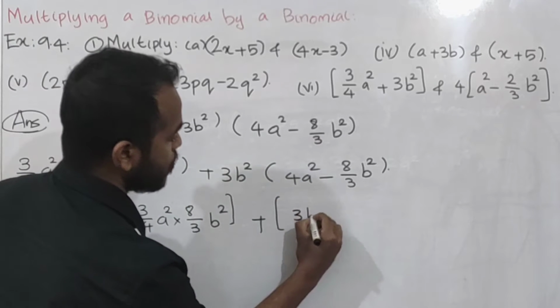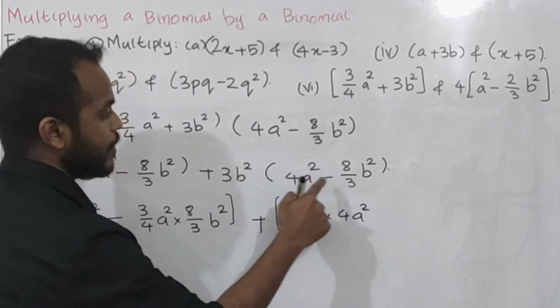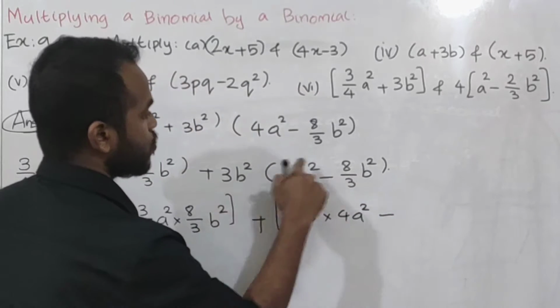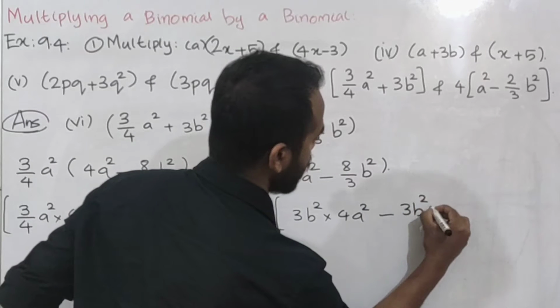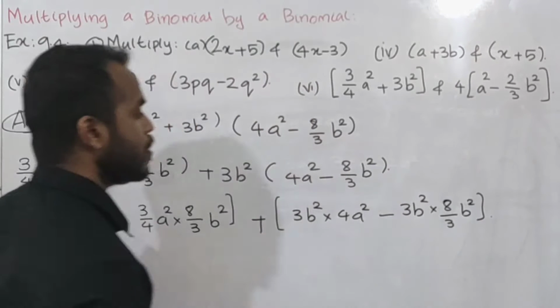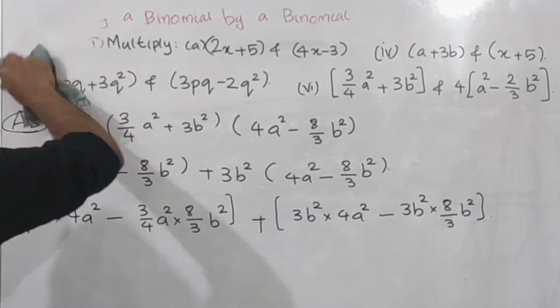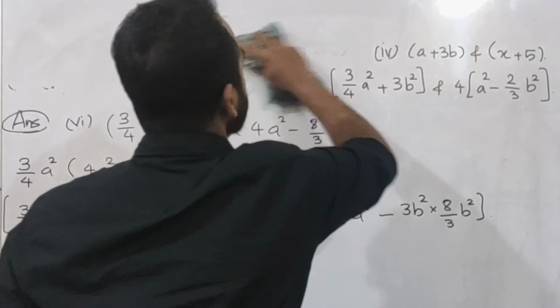3b square into 4a square. Then we have a negative symbol. 3b square into 8 by 3 b square. Now this will be more easy if you cancel more terms. Let me erase this one so that we have the whole of the screen.